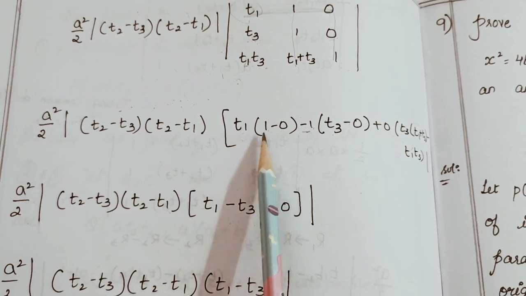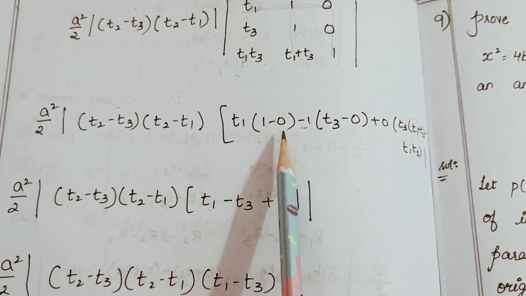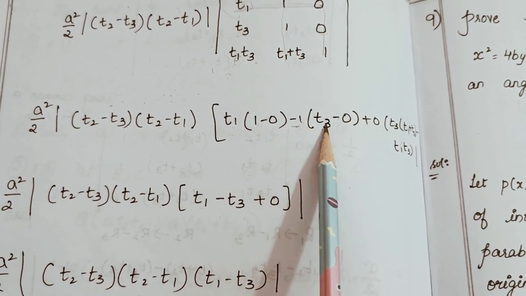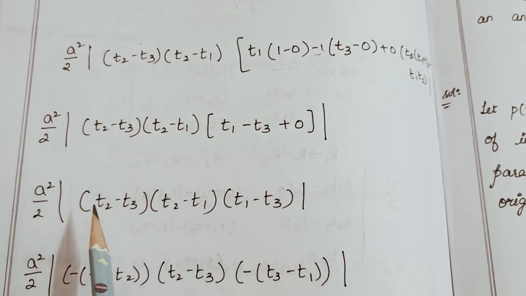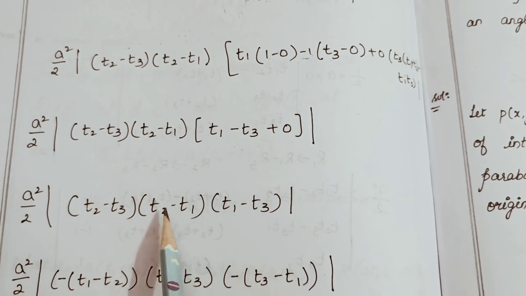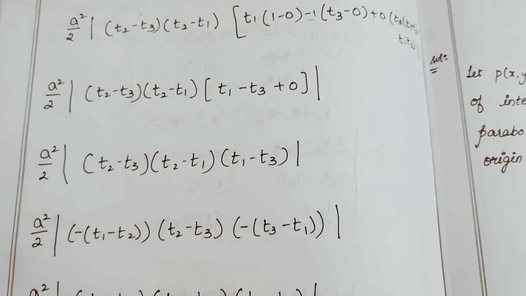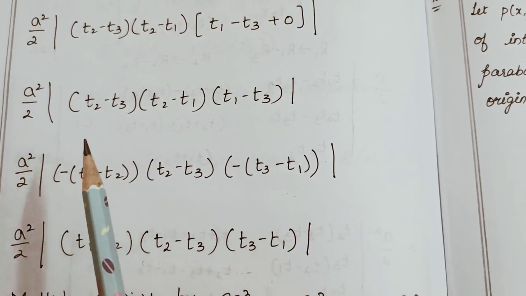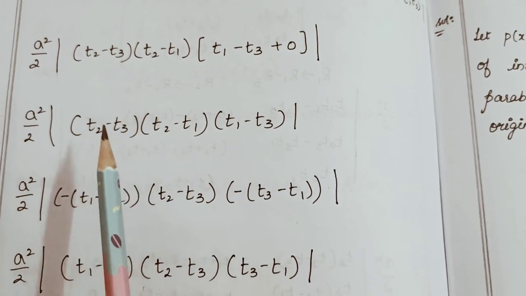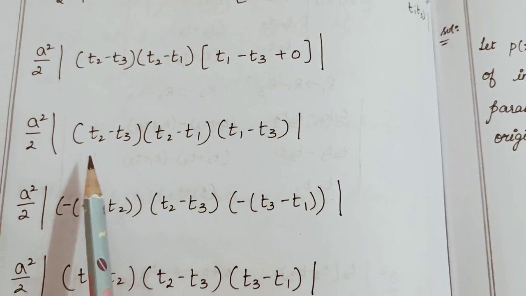Now t1 once a t1 minus this is 0 minus 1 into t3 is minus t3. This whole term will become 0. t2 minus t3 t2 minus t1 t1 minus t3. Okay, we want now t2 minus this one we got.